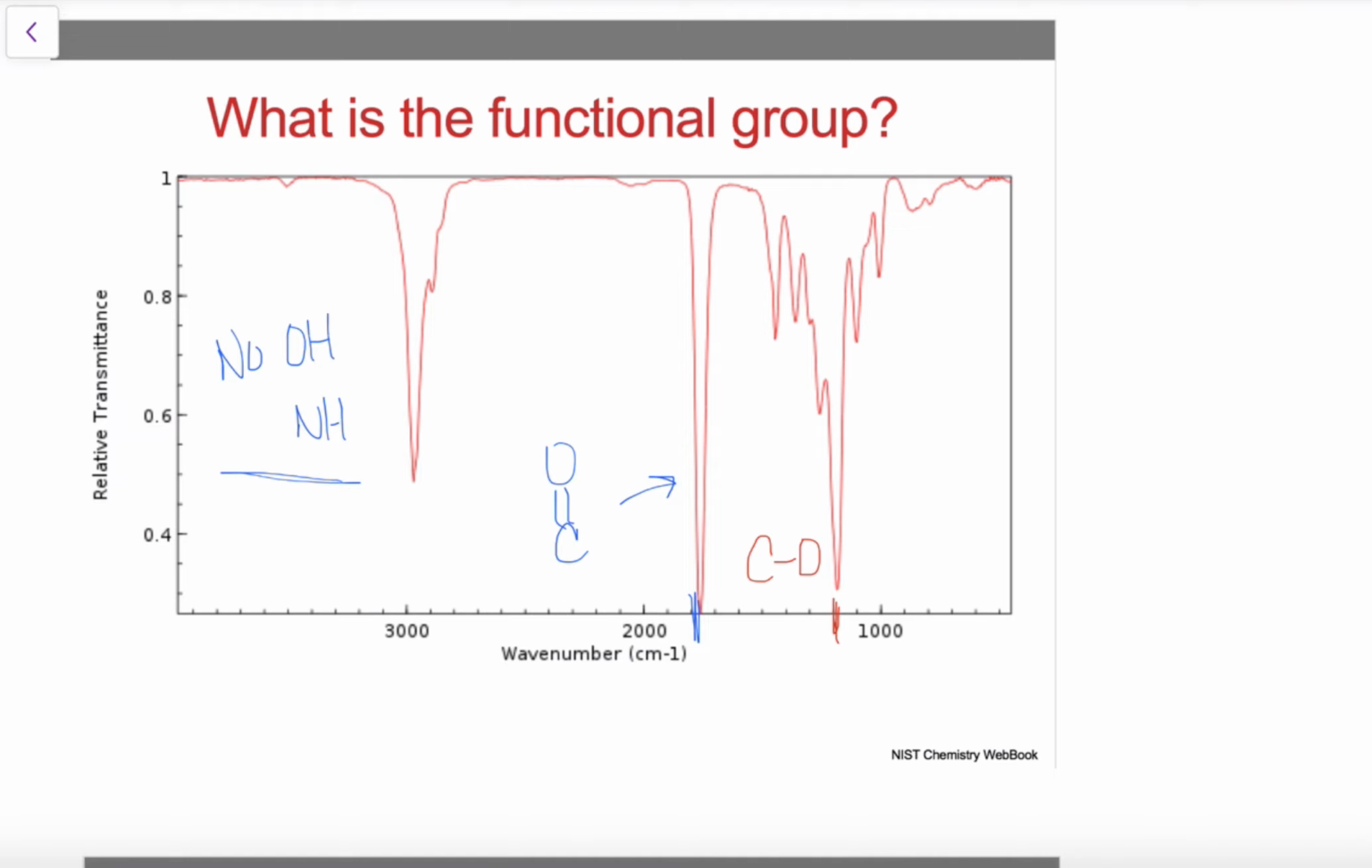So if we start thinking about our carbonyl chemistry, which functional group has the carbonyl bonded to an oxygen? So the general structure would look like this. And that is what we call an ester. So this is the spectrum for an ester.